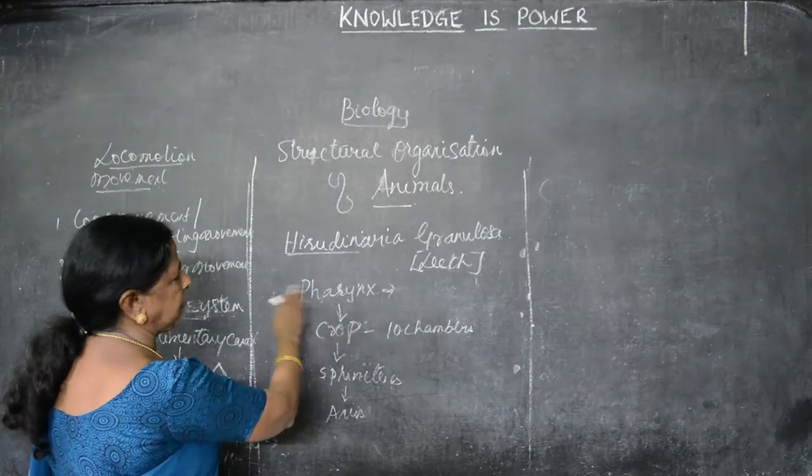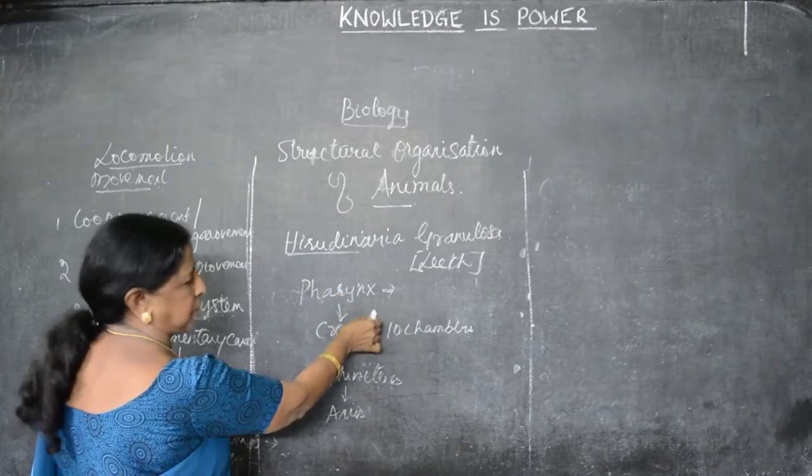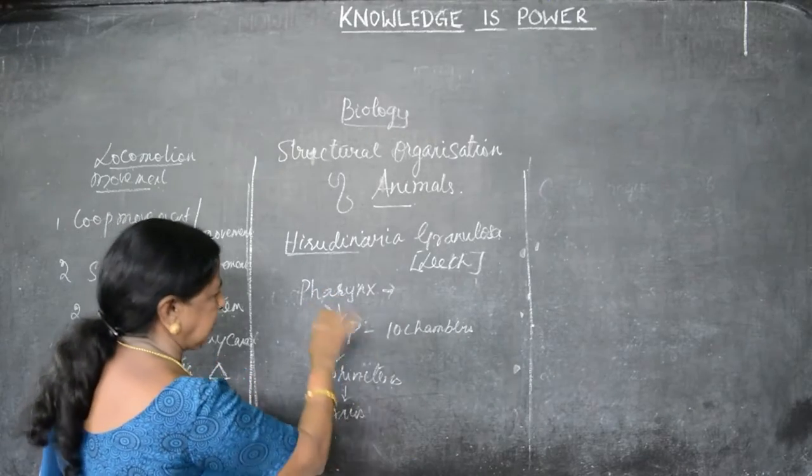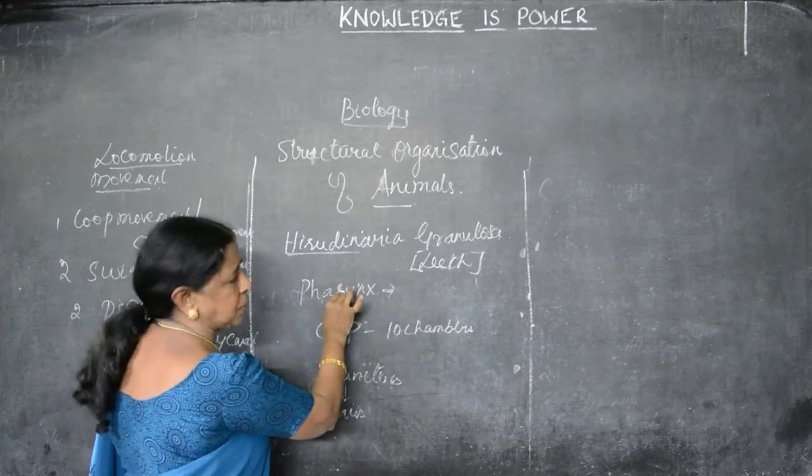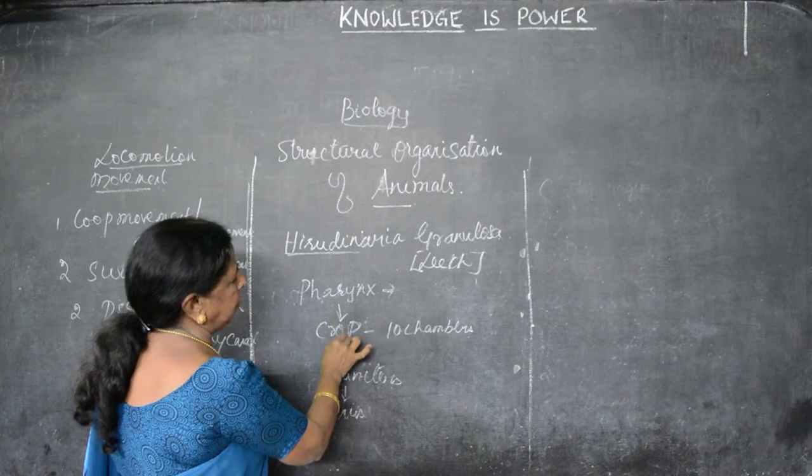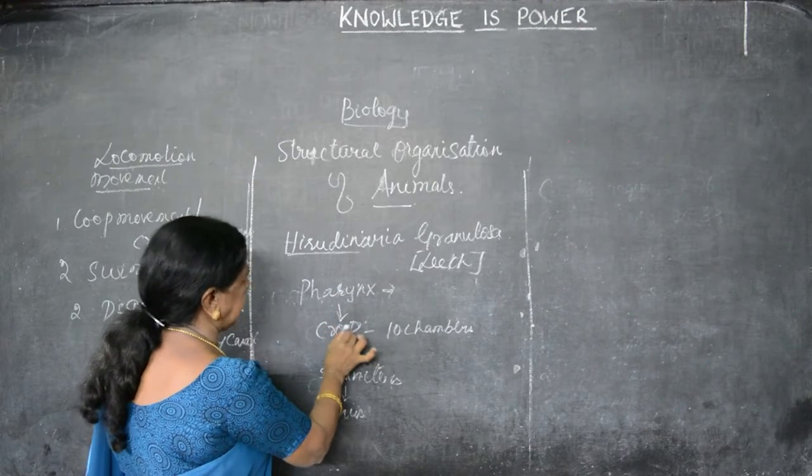It is the part where the digestive system and respiratory system are separated. Both are connected together, separated by a simple layer. That layer is known as what? Pharynx. Then it comes to the crop. This is a bag-like structure.